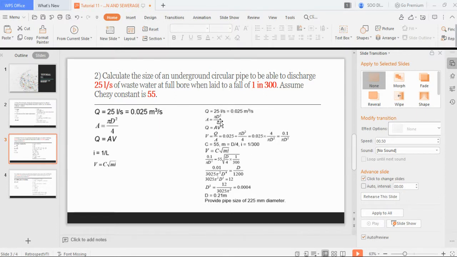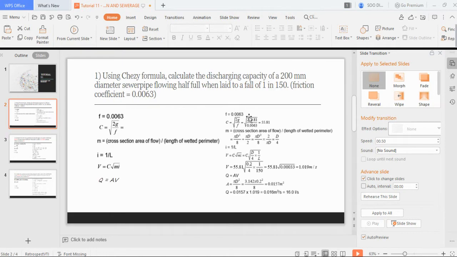You have area equals to pi d square over 4. So this is the formula for full bore, for the area of your pipe when the pipe is discharging at full capacity. The previous question here was only at half capacity. That's why your area is pi d square over 8. You only have half of your area.